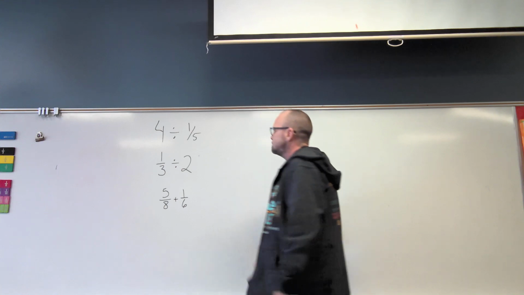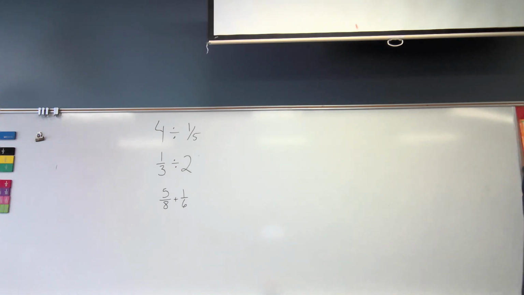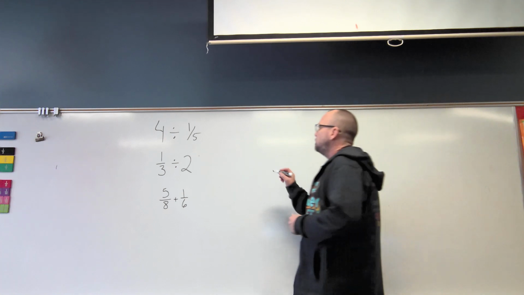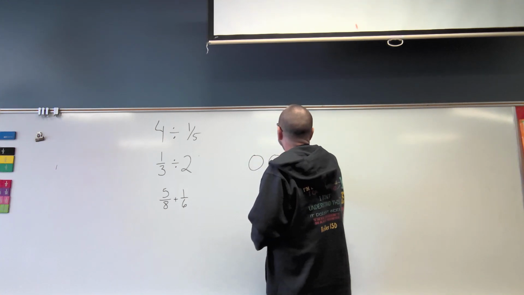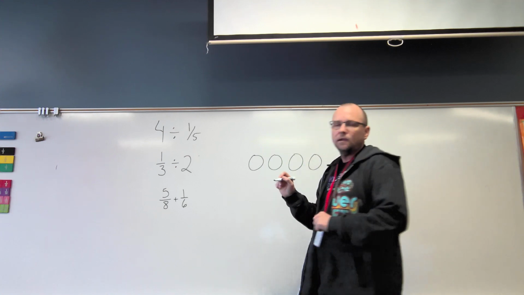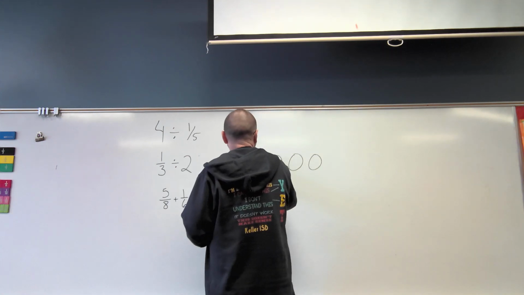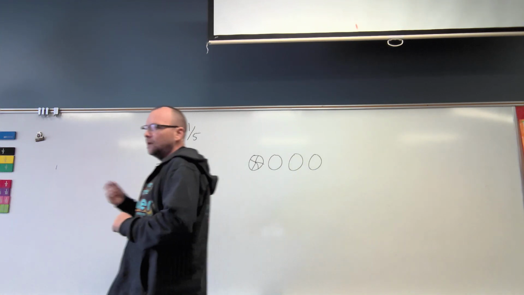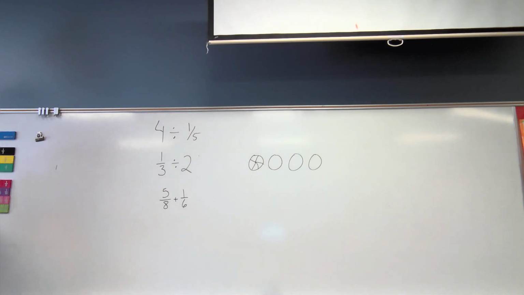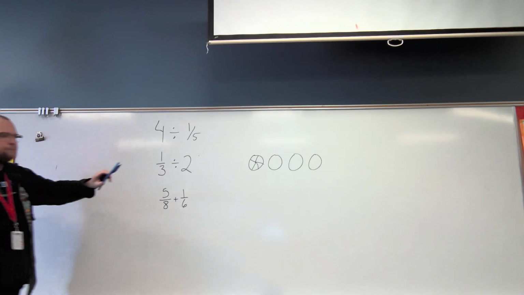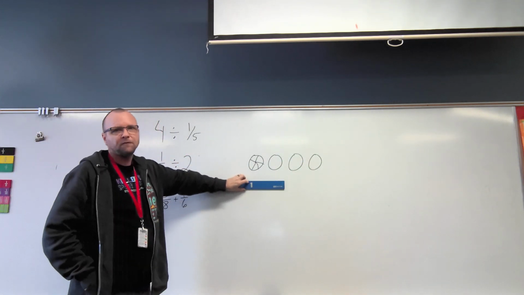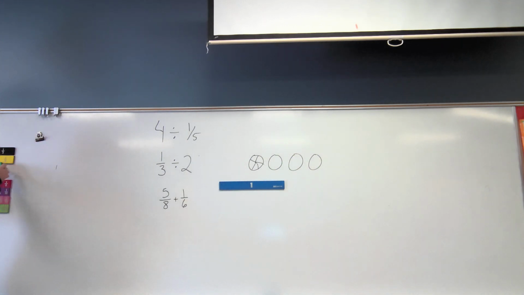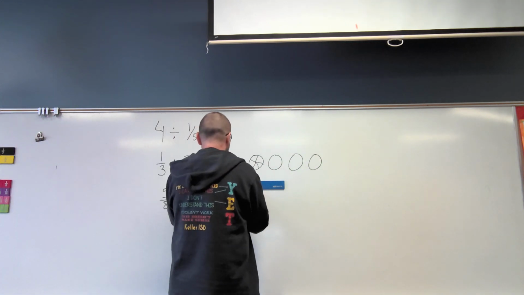Another way you could see this is you could see pictures. Let's go 1, 2, 3, 4, where it's divided into fifths, which I'm not going to do very well. Each one of them would be divided into fifths. But we could figure out how many fifths are in 1. Once we know how many fifths are in 1, we could figure out how many fifths are in 4.